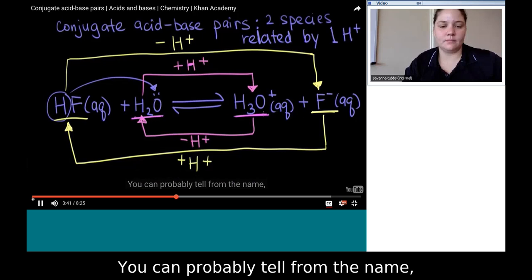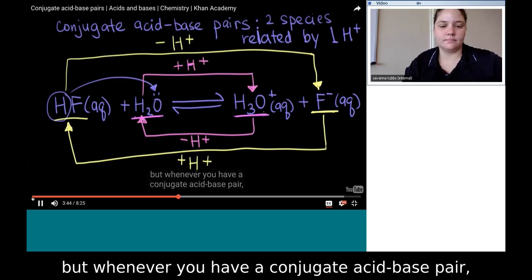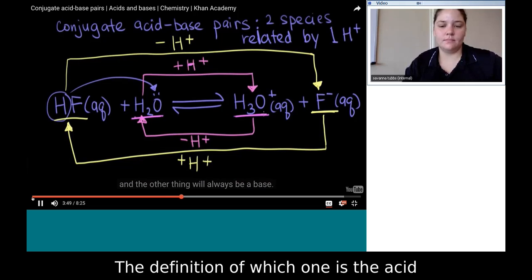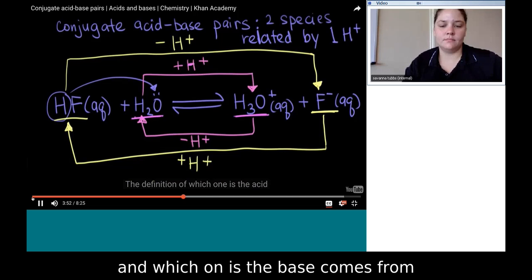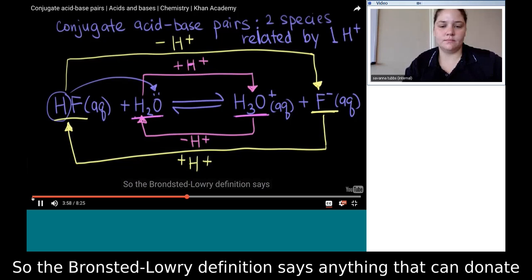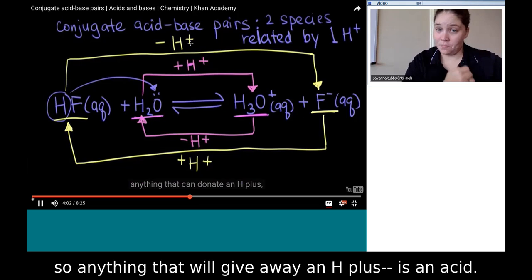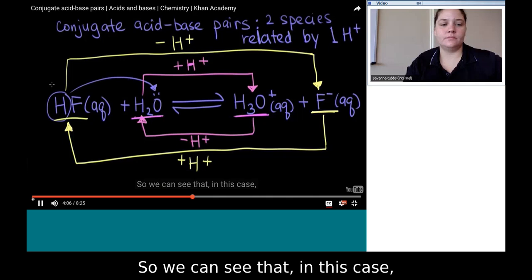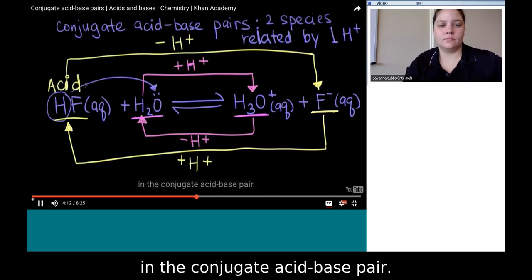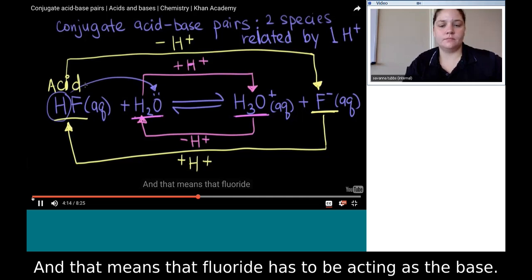You can probably tell from the name, but whenever you have a conjugate acid-base pair, one thing in the pair will be an acid, and the other will always be a base. The definition of which is which comes from the Bronsted-Lowry definition of acids and bases. The Bronsted-Lowry definition says anything that can donate an H plus, anything that will give away an H plus, is an acid. So in this case, our hydrofluoric acid is acting as the acid in the conjugate acid-base pair, and that means fluoride has to be acting as the base.